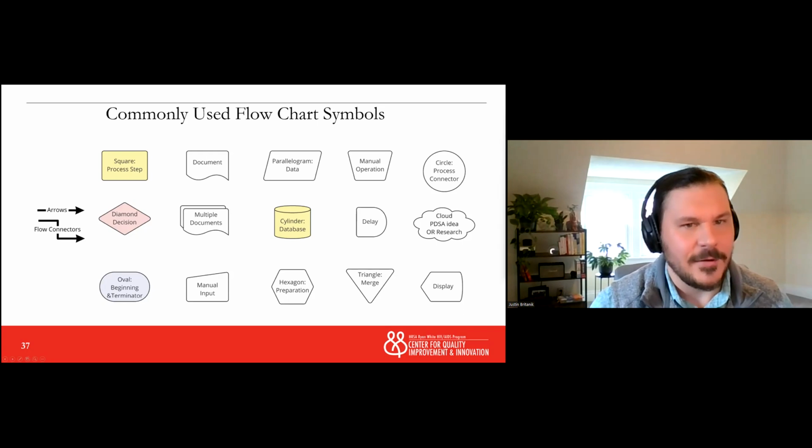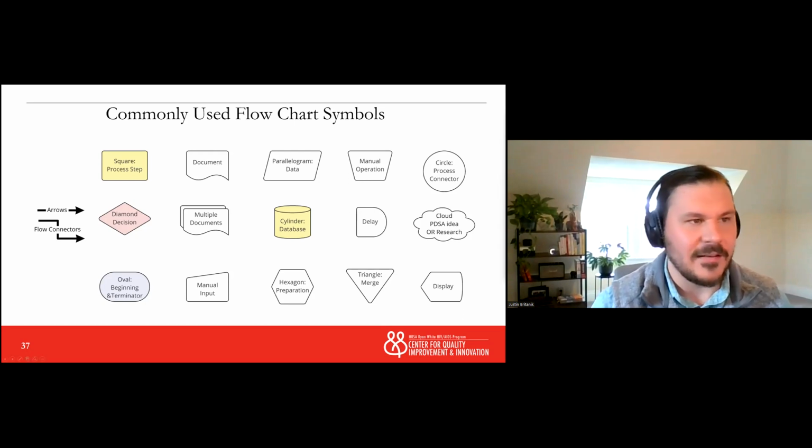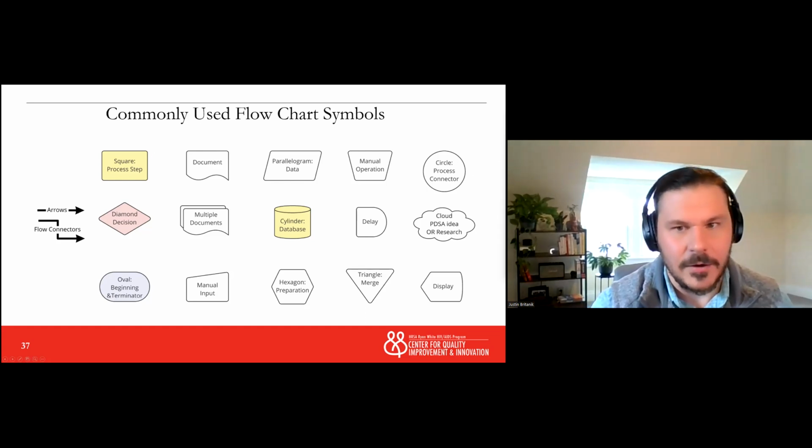Connector to other process. That's when you start getting fancy. And I'm not even going to map this. We don't want to keep these maps too big. So if you're going to connect it to another process, sometimes it's just easier to use a circle and say, see other map. This isn't in the scope of our improvement project, but this is where people go.